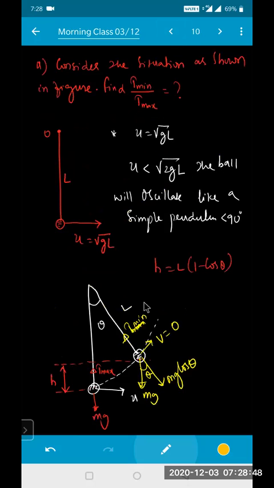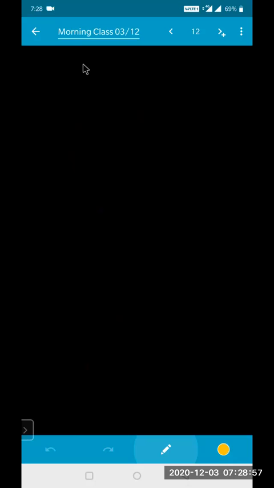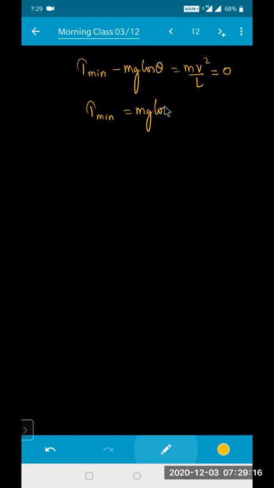Now I need to get the T minimum. How to write the equation? T minimum minus mg cos theta must be equal to the centripetal force. That means T minimum minus mg into cos theta is equal to m into v square divided by L. Velocity is 0, so this completely becomes 0. So T minimum will be equal to mg into cos theta.